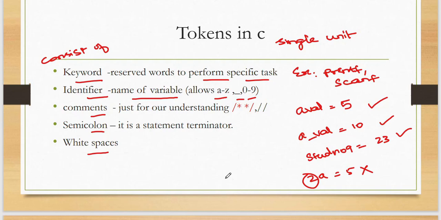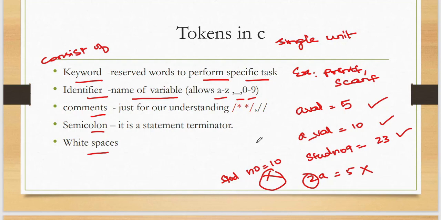And if you write student space number equal to 10, this is also wrong, because here you have put a space. Space is not allowed in between the variable name. If you give an underscore, that is fine. These are the small errors that happen when you are doing the program, and we have to keep them in mind. So identifiers are the names of variables; they may start with a to z or underscore, and 0 to 9 is allowed in between.